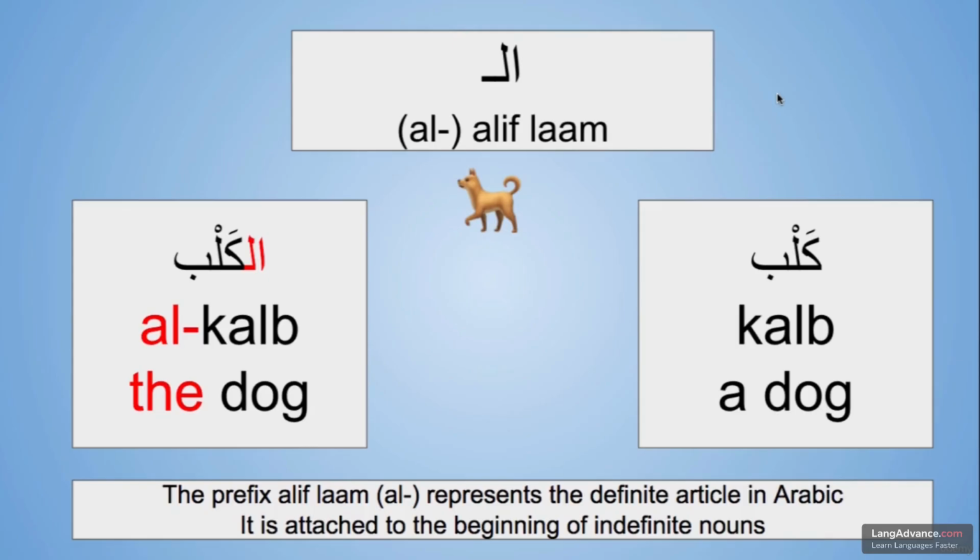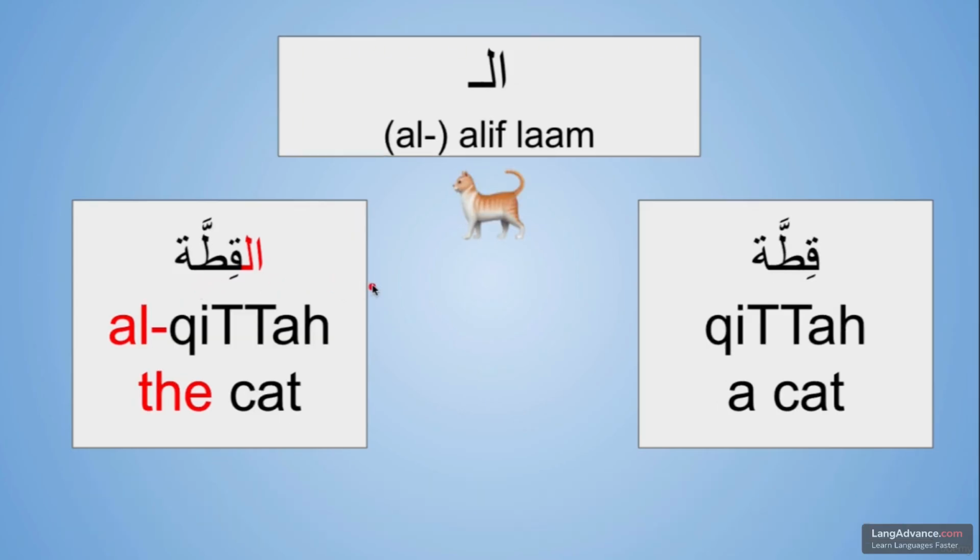Today we'll be talking about definite articles in Arabic, which is just the prefix alif lam or al. So when we have the word for dog, when we say a dog, it is kalb. But when we want to say the dog, it is al-kalb. And it goes for other words as well.